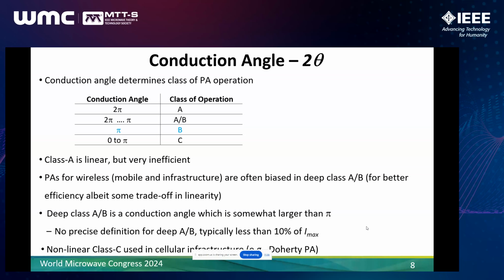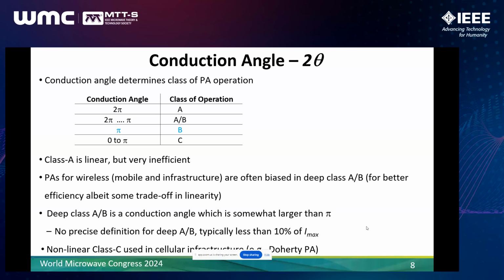Deep Class AB will be referred to often as well. It's a conduction angle that is somewhat larger than pi. There's really not a precise definition for it, but if we look at the quiescent current, it'll be a small percentage of the maximum current of the device, 10% or much less than 10%.